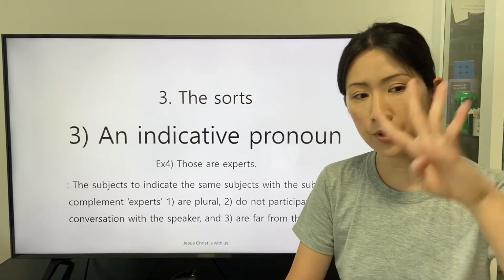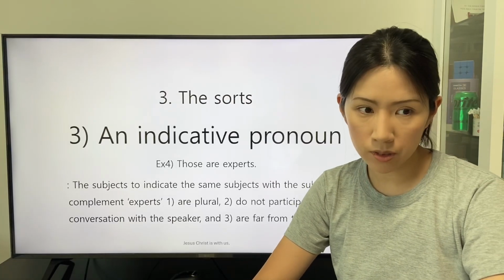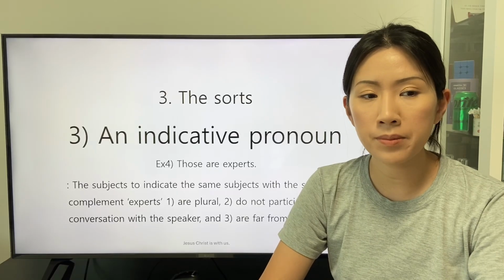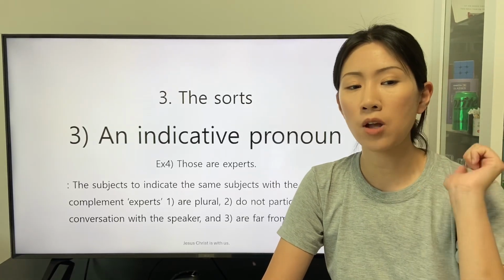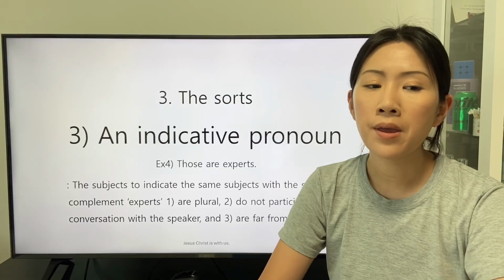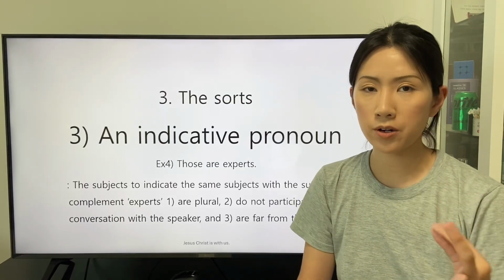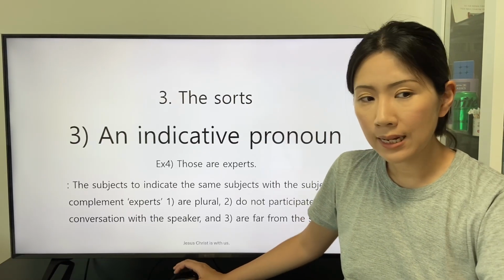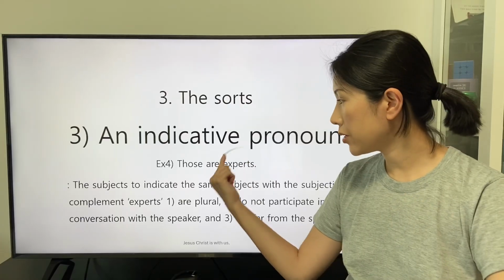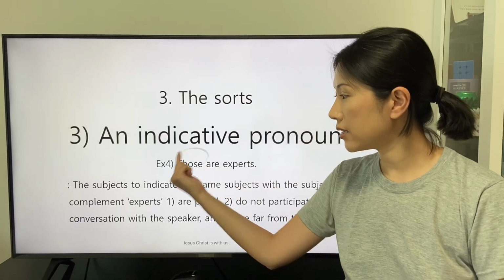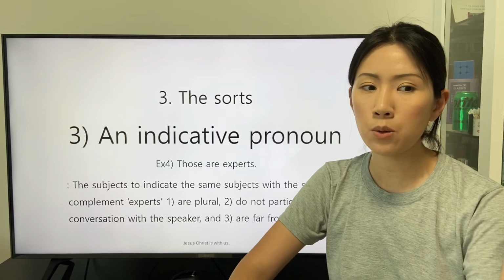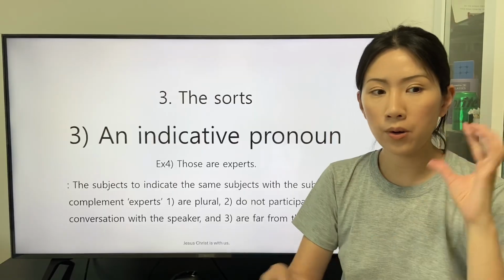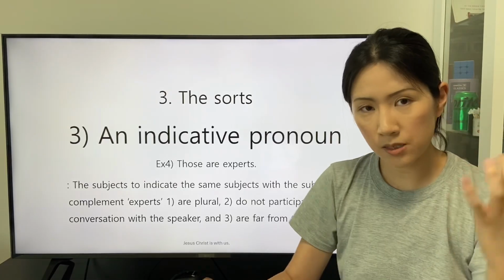There is the fourth example. Those are experts. The subject to indicate the same subject with the subjective complement experts are plural, do not participate in the conversation with the speaker, and are far from the speaker. As the subjective complement experts define the subject indicated by the indicative pronoun those, the listeners can understand that the number of the subject is plural.